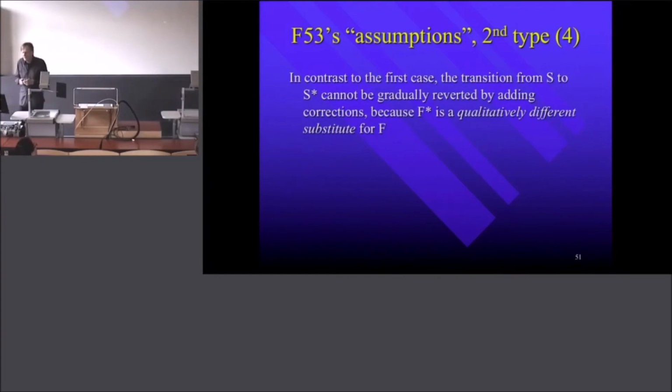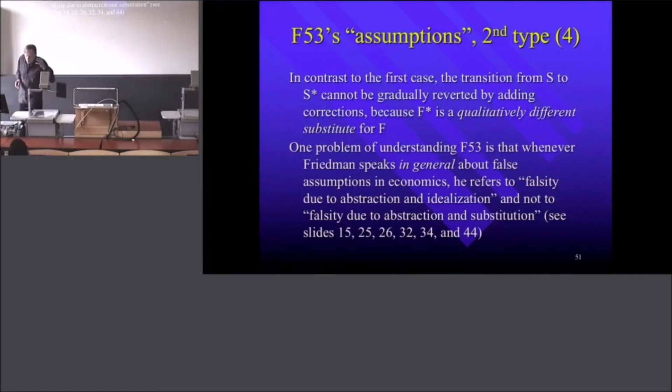Now, to see the difference, which is not an absolutely categorical difference, but to see the contrast: in contrast to the first case, the transition from S to S star cannot be gradually reverted by adding corrections. Adding corrections was possible in the first case because you abstracted from something and you may add that, and then you have an idealization and you may idealize again, and then you come back to the real situation. So you can gradually reduce the degree of falsity, but that's not possible in the second case, because F star is a qualitatively different substitute for F. So you cannot, by slightly changing it, come back to F. That doesn't work. It's just something else that does the same job. That's at least the assumption.